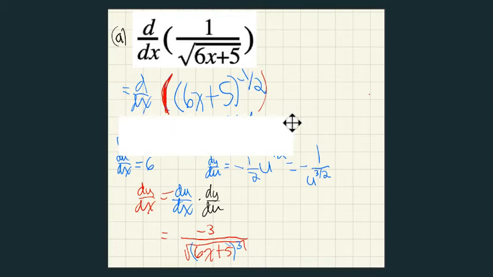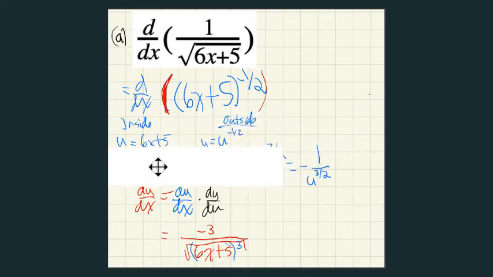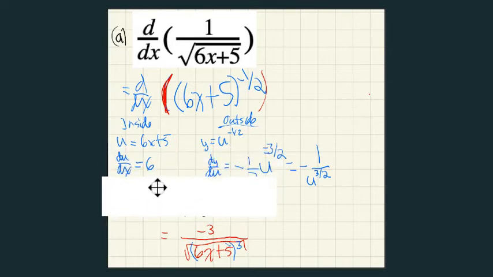That's the first thing you're going to do. Now we can start to analyze and decompose this. It's a chain rule question, which means I have an inside function and an outside function. The inside function is 6x plus 5, and I'm going to call that u. Then the derivative of that, du by dx, is just 6.